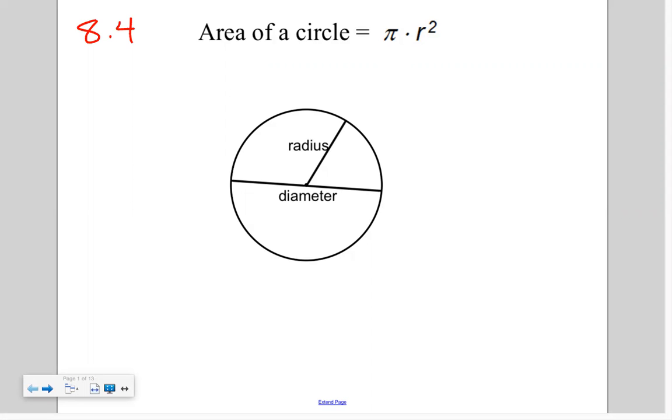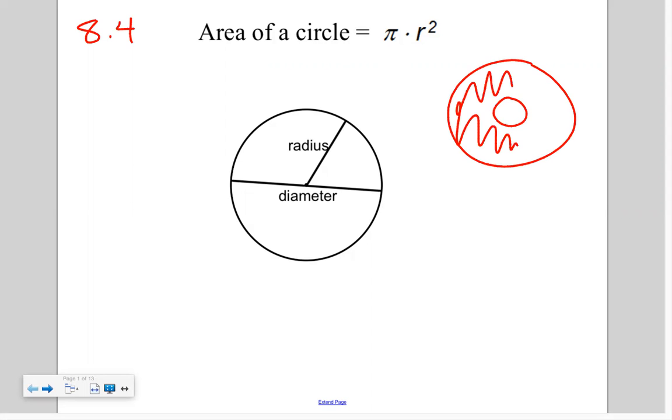The other two areas we're going to be finding are, let me draw it over here, the area of kind of the donut shape. We call this an annulus. It's the area in between a small circle and a big circle. And the third one we're finding is the area of a pie-shaped piece, which we call a sector.